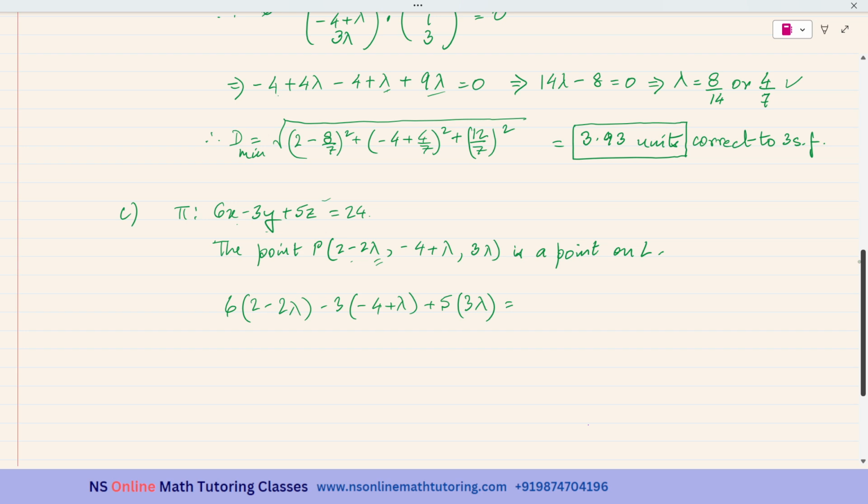So I'm expanding. It is 12 minus 12 lambda, and plus 12, minus 3 lambda, and plus 15 lambda. So minus 12 lambda minus 3 lambda is minus 15 lambda, plus 15 lambda. So these will be cancelling. And plus 12 is equal to 24. Therefore, pi contains L.